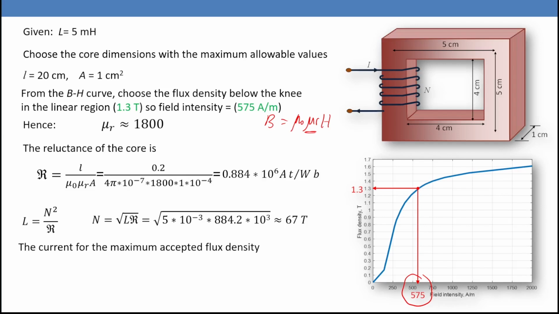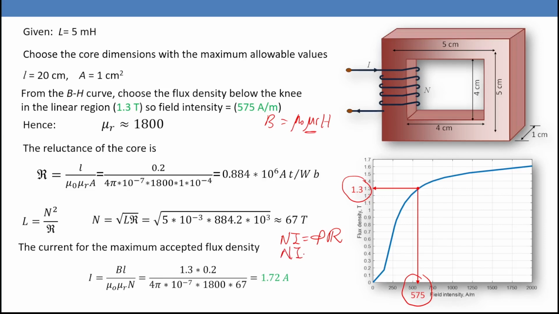So what will be the maximum allowable current? If we choose 1.3 Tesla, in this case, we are going to calculate the current. You know that Ni equals phi multiplied by the reluctance. So Ni equals BA multiplied by the reluctance, so we can calculate I from this equation. So the maximum allowable current is 1.72 ampere, which is a low value. So we cannot go beyond this value, else the core will be saturated.